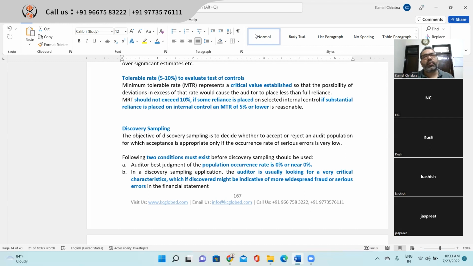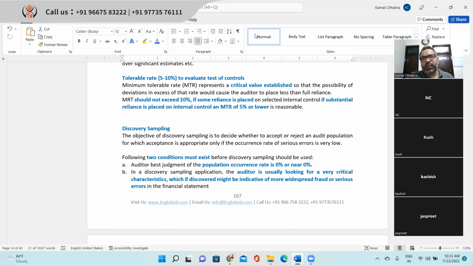Why do you calculate tolerable error? Why do you give value to the tolerable error? To identify the misstatement at the account level, to identify the misstatement at the sample level, basically, right? So this represents the critical value established so that the possibility of deviation in excess of that would cause the auditor to place less than full reliance.